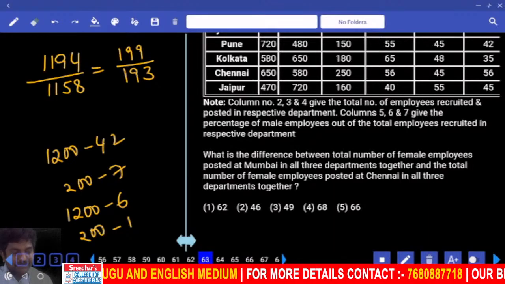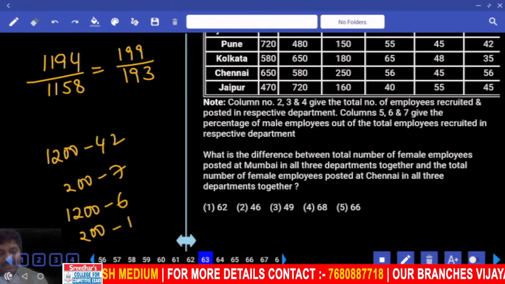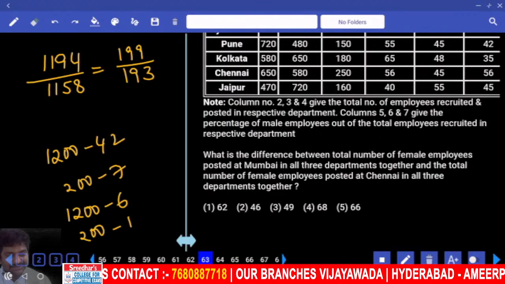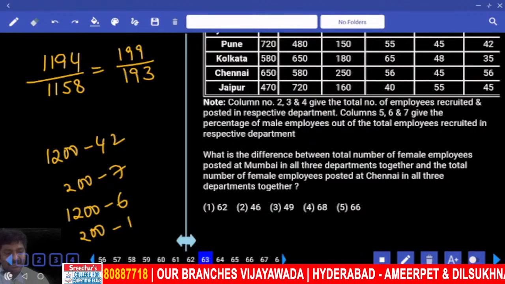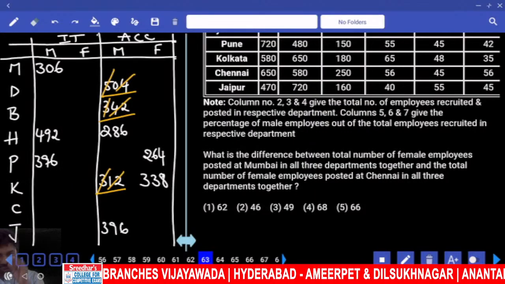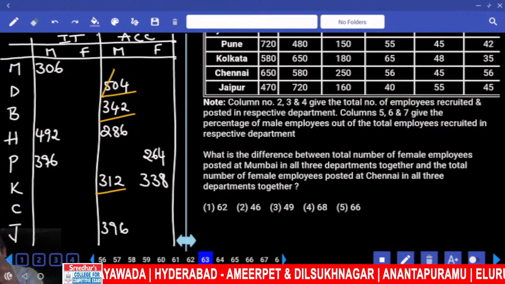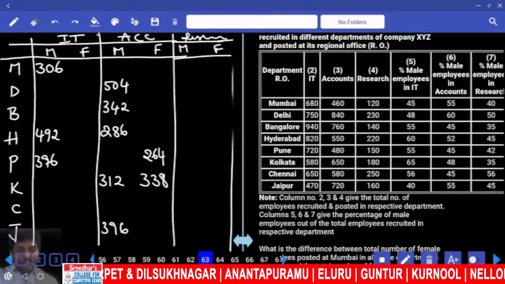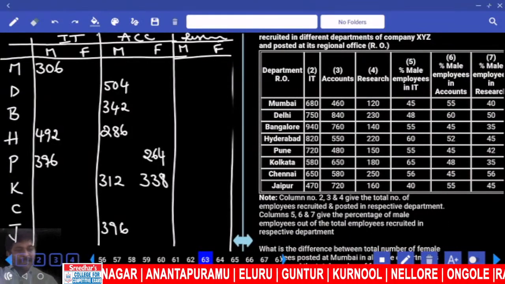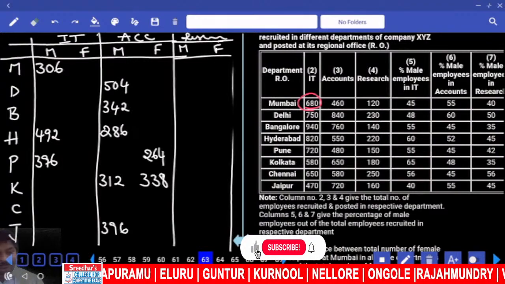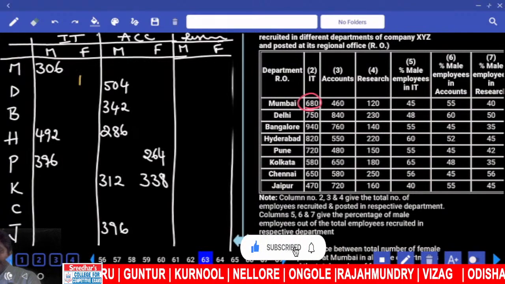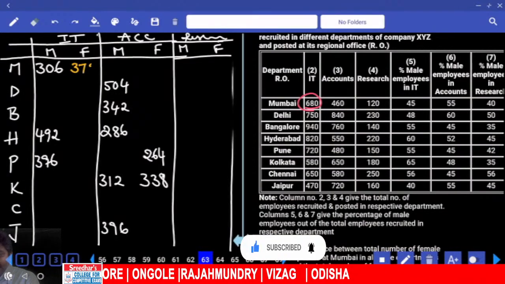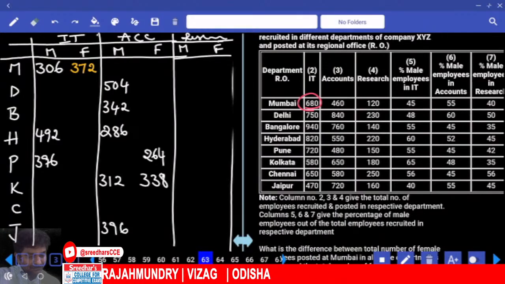What is the difference between total number of female employees posted in Mumbai in all 3 departments together and total number of female employees posted at Chennai in all 3 departments? Mumbai, we need female, right? In IT total 680 are there. Out of 680, we already have 306. Remaining 372 comes here. Is that okay?